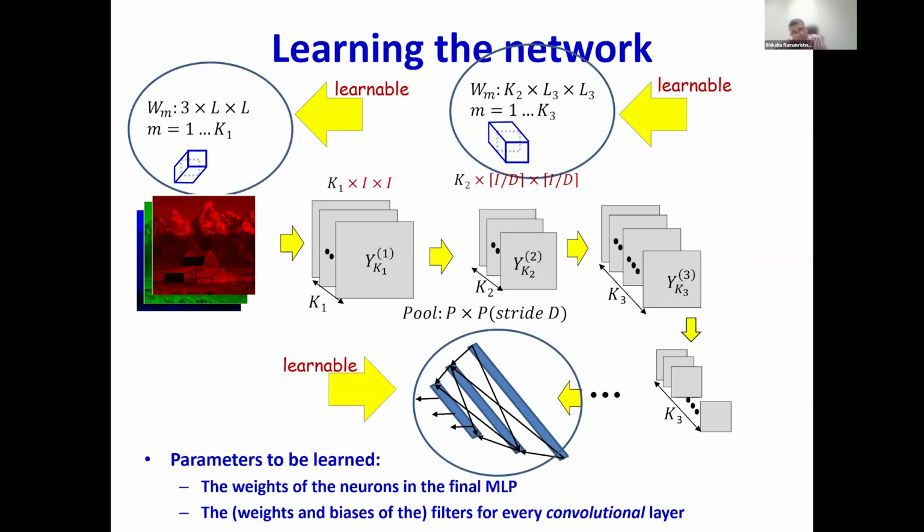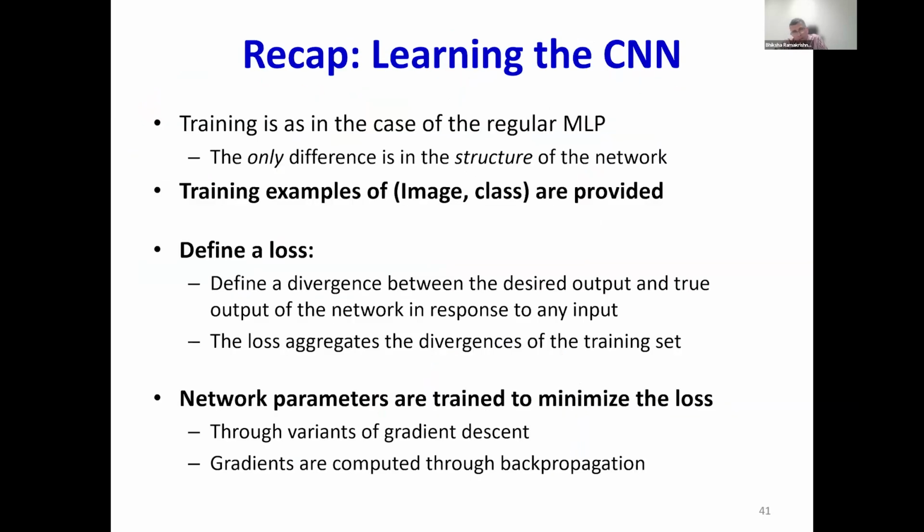The parameters over here are going to be the filters that operate on the various convolution layers and also the parameters of the final MLP. And these are the ones that must be learned. These are the ones that must be estimated. So again, as a quick recap, we saw that a CNN is basically scanning with an MLP with shared parameters. So training is just as in the case of the regular MLP. The only difference is in the structure of the network.